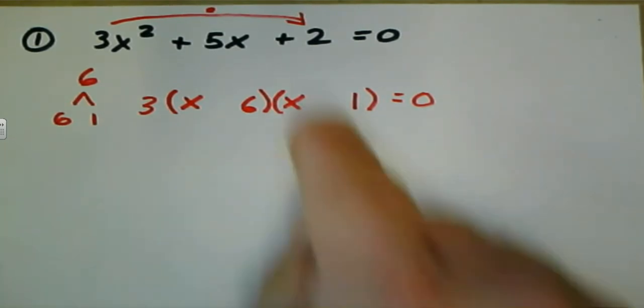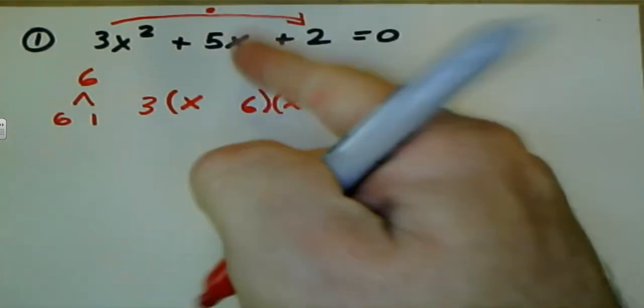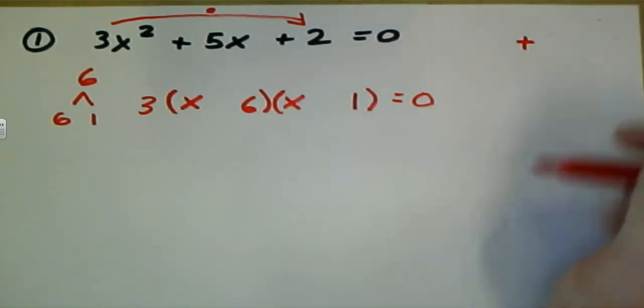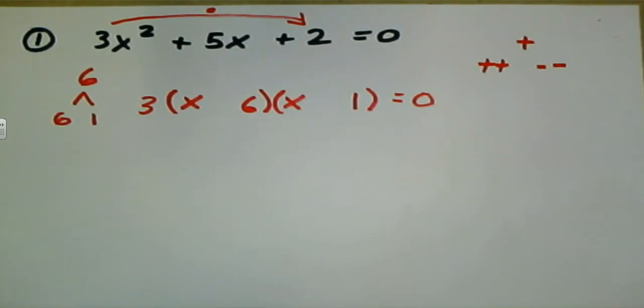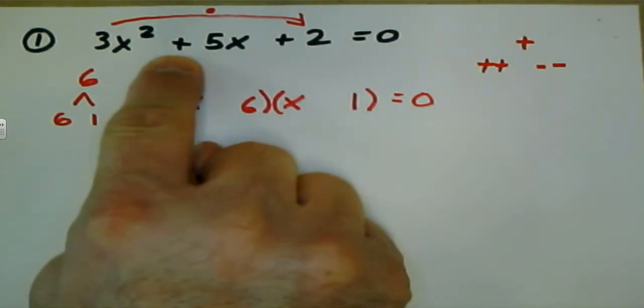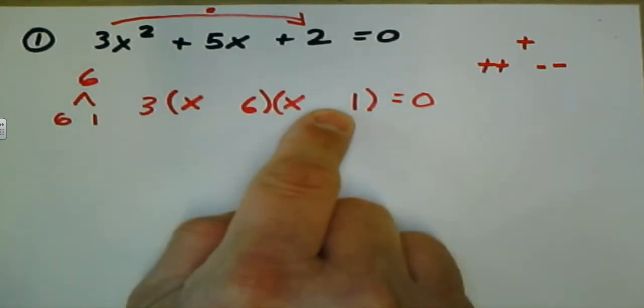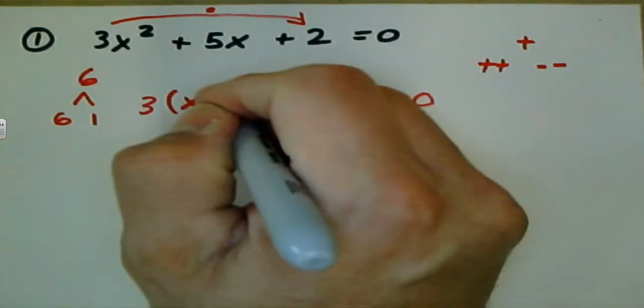Now we're going to do the same thing. We have a plus here, right? On that last term. So we're either going to be plus plus or minus minus. We look at the other term. What is it? So both of them are going to be what? Plus.